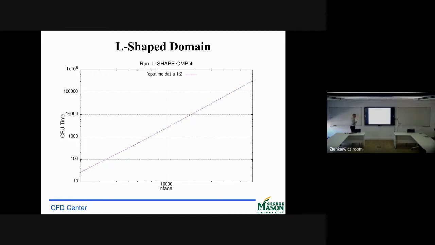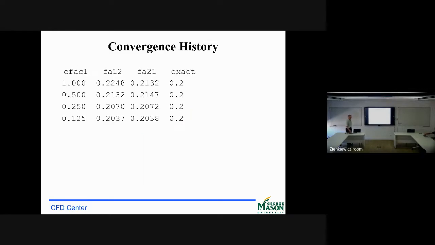And this is the CPU time. You can see it's n squared with the number of faces. So the octree traversal, or the mesh traversal, really doesn't come into account. It has very, very little effect. So this is the meshing, where I'm making the mesh finer and finer. This is the exact view factor between the two surfaces, and you can see that this is converging in first order, as you would expect.